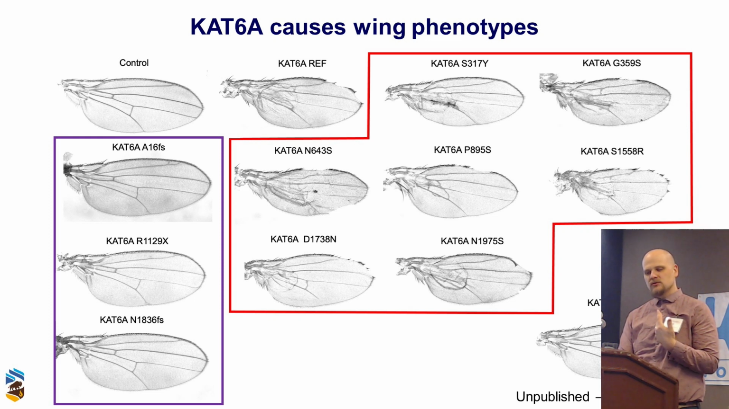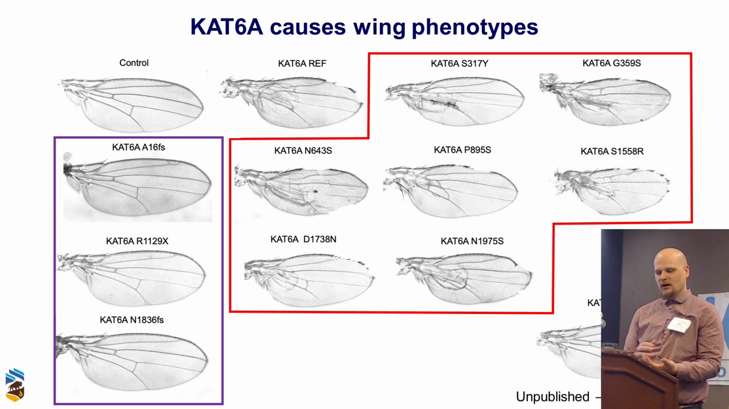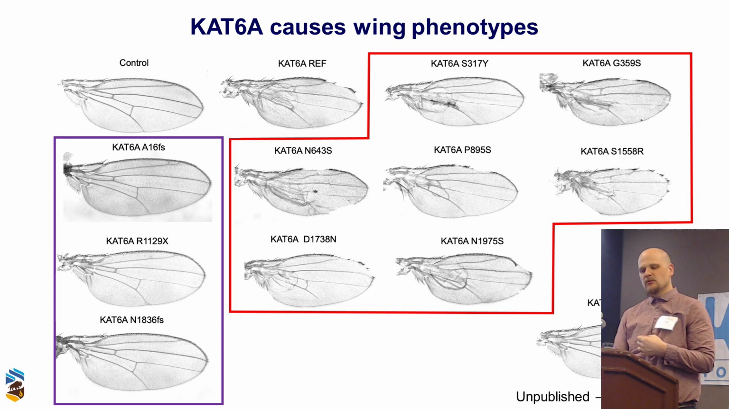But if you look very closely, the wing is very stereotypical in our controls. Even this A16 frameshift has these minor wing vein defects. And so this is very preliminary, and there might be some defects here. So even though we're calling these preliminarily loss of function based on this assay, there might be some still retained function in these truncations. And then the missense variants here in red, they're all showing a variety of function, some potentially gain, and we need to correlate to our ubiquitous overexpression, and we need to quantify.